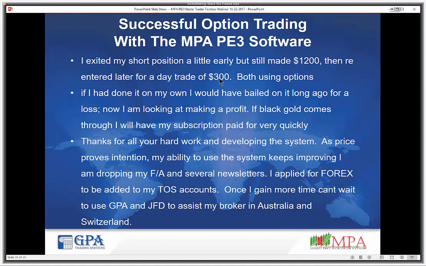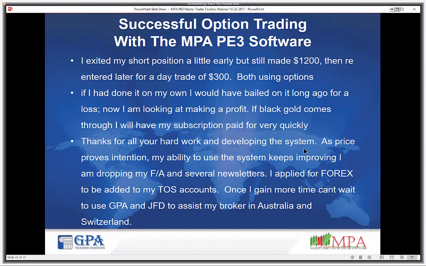Simple. Well, this person says that he made $1,200, then re-entered to make $300. He used options on that move and is excited because he would have bailed on it at a loss if it were not for the software. And he goes on to say if Black Gold continues, his subscription will be paid just on that one trade. And he's an annual member. And that trade, by the way, did go on and pay for his annual subscription in one trade. Many years over. Many years over.